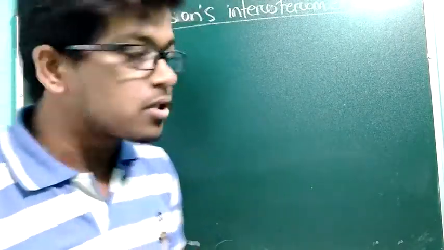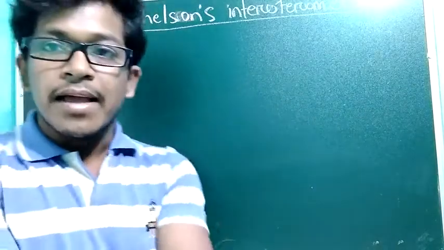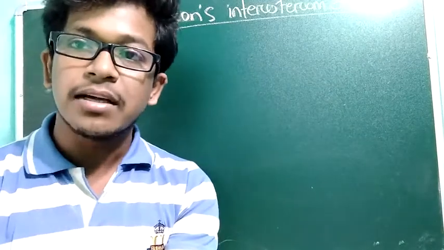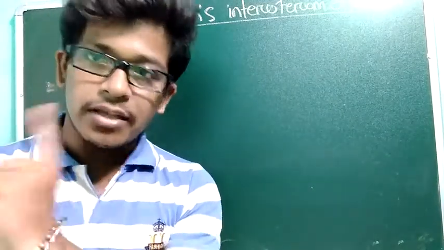So first we will discuss the structure. What type of structure he made to get the fringes, and whatever setup he had done, that we will see. And one more important thing Michelson and Morley together did on the relativity chapter. That we will study in the relativity chapter.